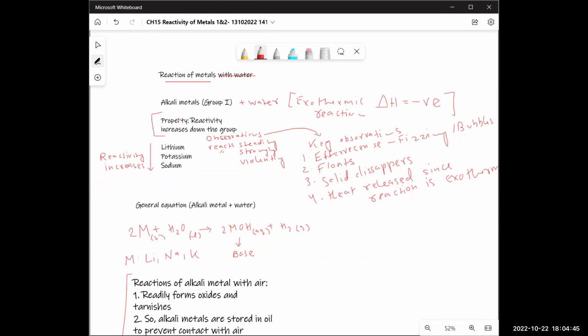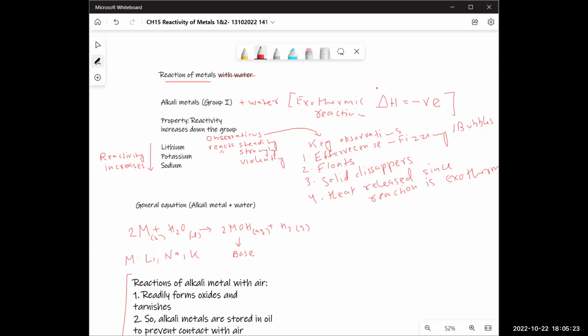Rania, read this one. Property: reactivity increases down the group. So reactivity in group 1 increases down the group. The more down you go in the group, the more reactive it becomes. Right? So lithium, sodium, potassium. Now quickly write the whole thing down, especially the key observations: effervescence, fizzing, bubbles, floats, solid disappears, heat release, since the reaction is exothermic. One thing we need to know is when you add alkali metal to water, the reaction is always exothermic.